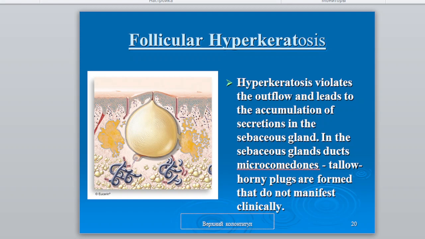Follicular hyperkeratosis. Hyperkeratosis violates the outflow and leads to the accumulation of secretions in the sebaceous gland. In the sebaceous gland's ducts, microcomedones, tallow horny plugs, are formed that do not manifest clinically. Next.